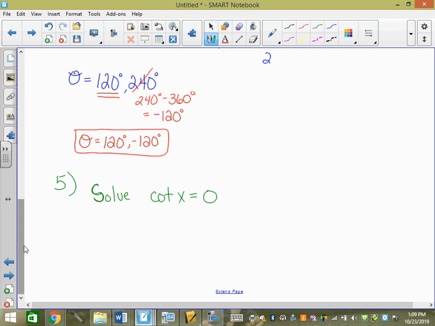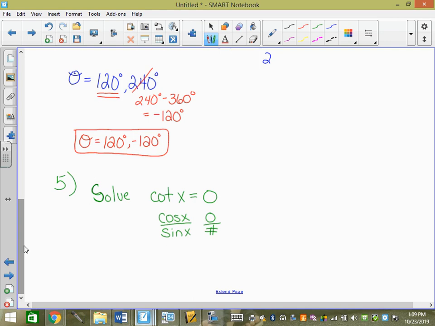How can I get something to equal 0? Where does the 0 have to be, in the numerator or the denominator? Numerator. If it's in the denominator, it's actually undefined. So cotan is cos x over sine x, right? I'm looking where cos x is 0 and sine x is a number, and I don't really care what that number is.